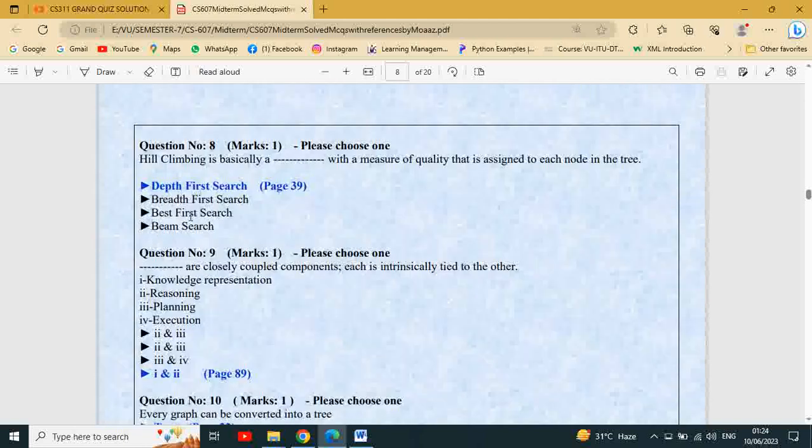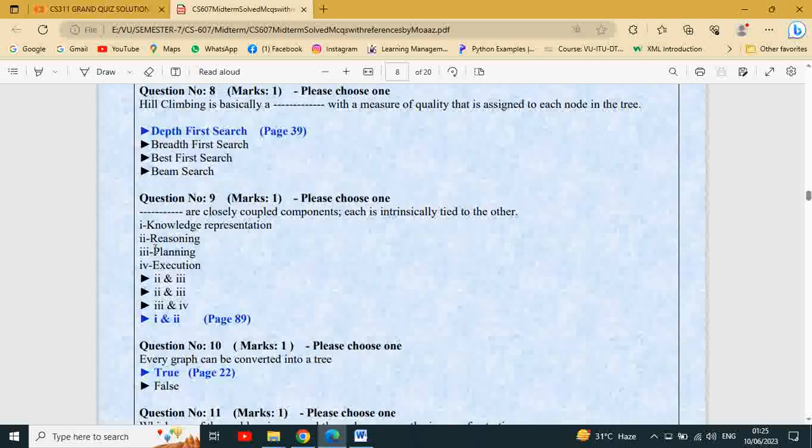Hill climbing is basically a depth first search with a measure of quality that is assigned to each node in the tree. Dash 1 and dash 2 are closely coupled components, each is intrinsically tied to each other.